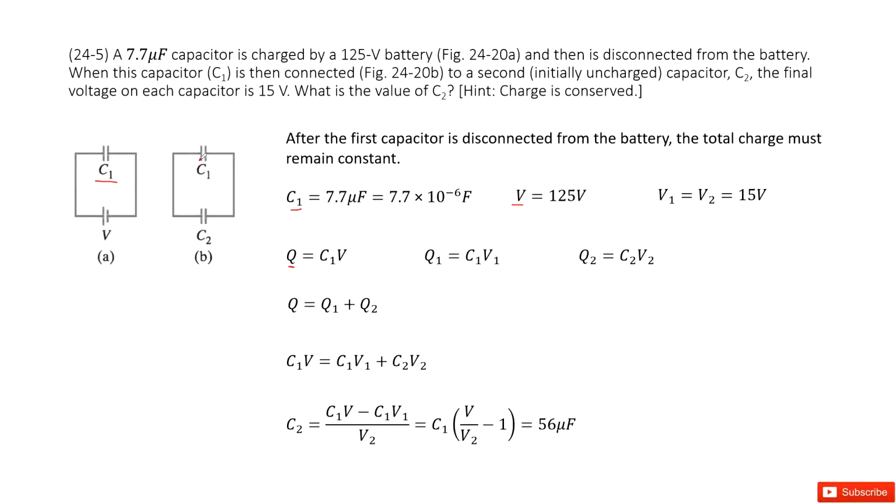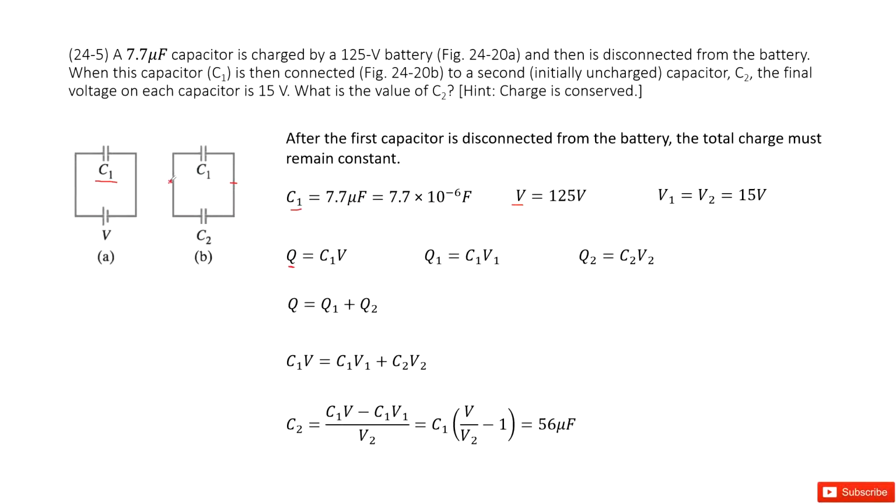So that means some of the charges will flow to the C2, right? And the final voltage on each capacitor is 50 volts. So we write it as finally V1 equal to V2 equal to 50 volts. And also the charge must be conserved because initially the charge is in the C1, now it flows to the C2, right? So the total charge is conserved, agree?